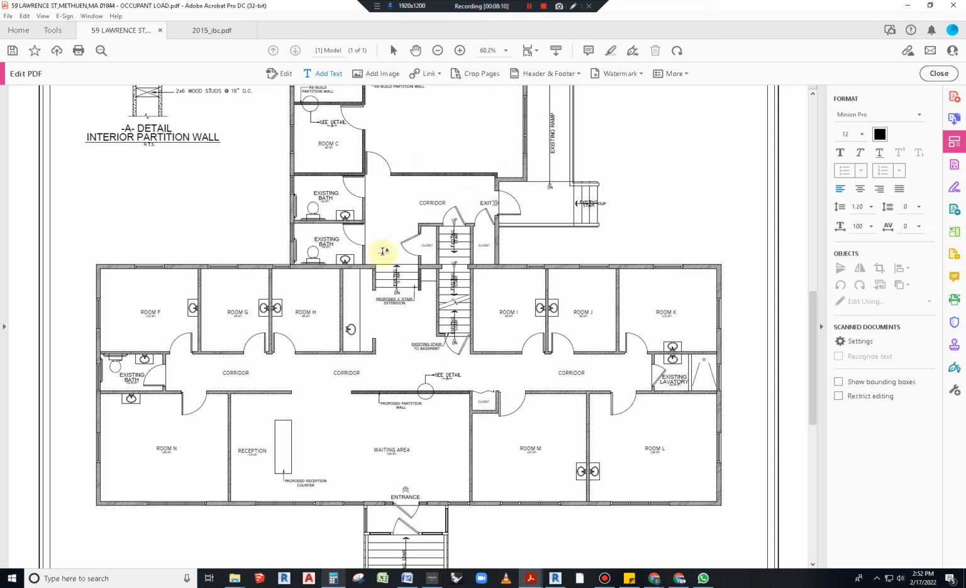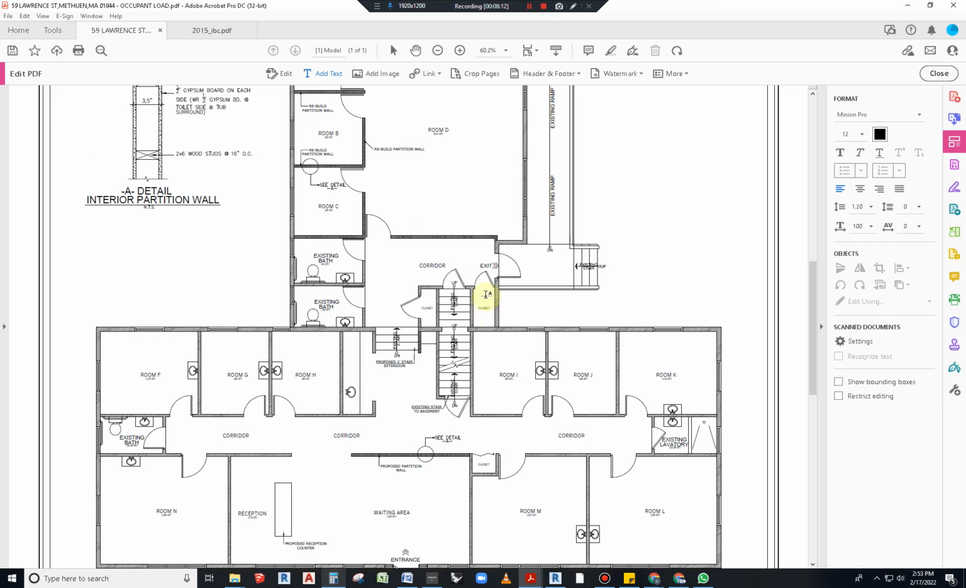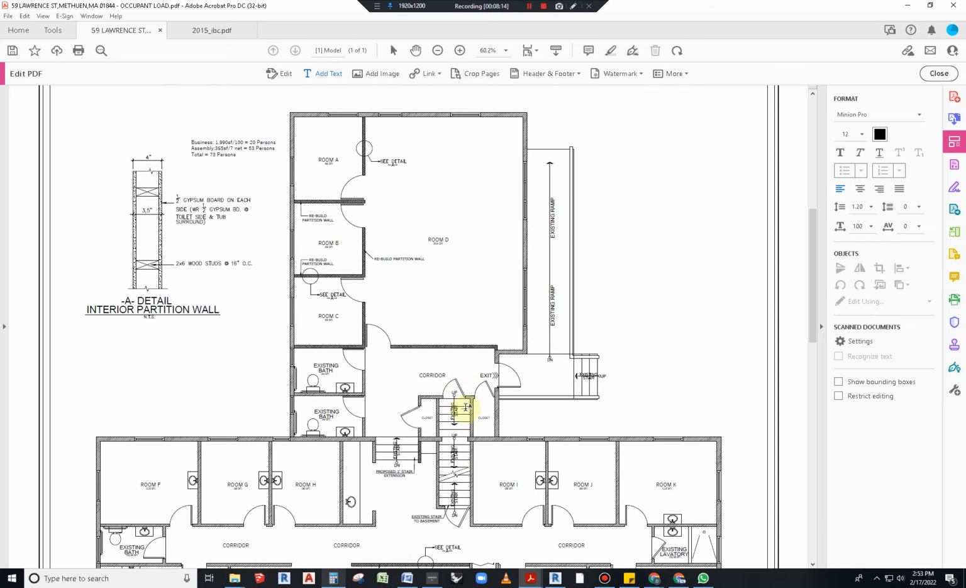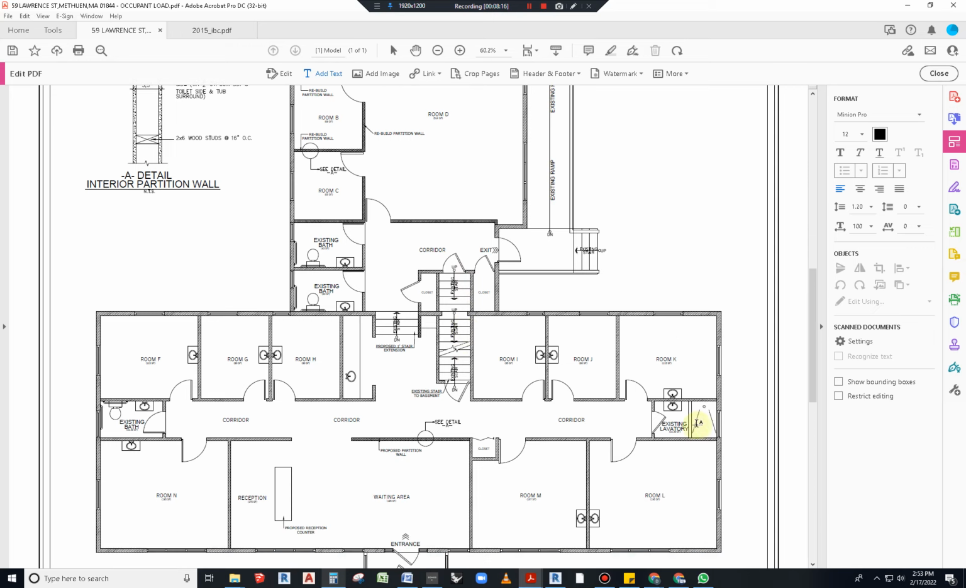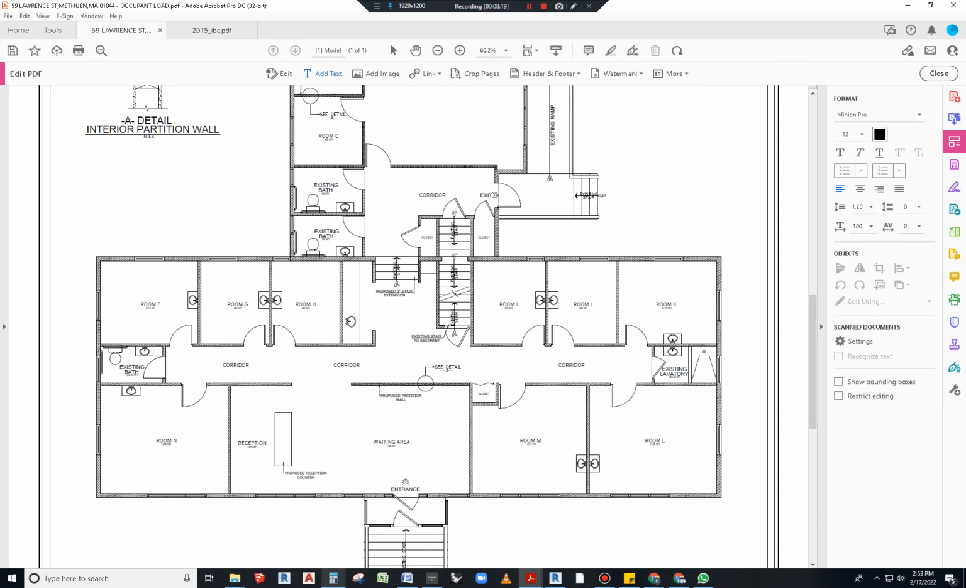All of these areas as business. All of these areas as business. But for this case, just to illustrate the point, I didn't need to do that. All right, that's it. In 8 minutes, you know how to do an occupant load.